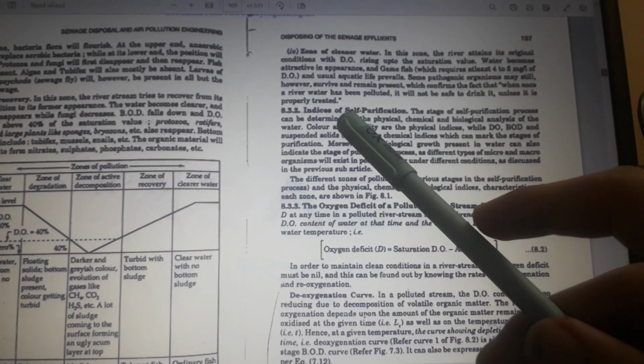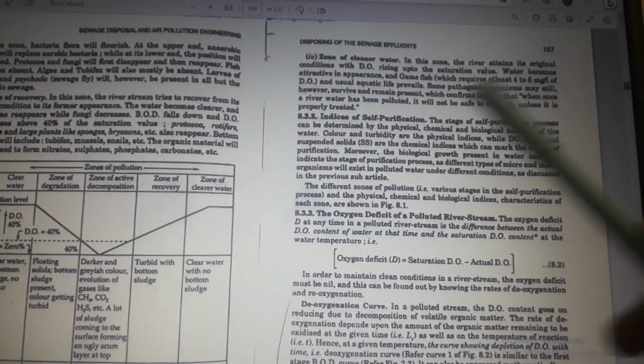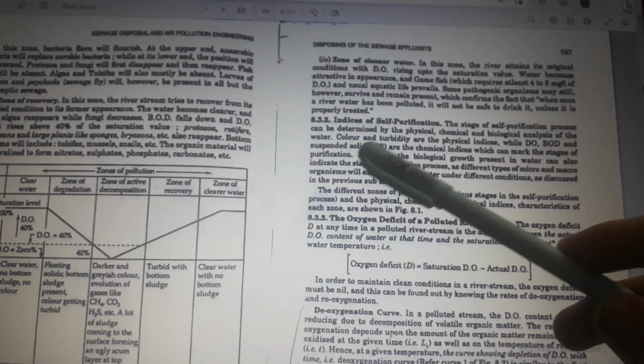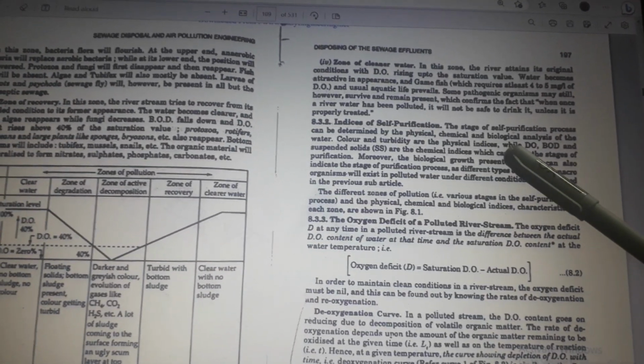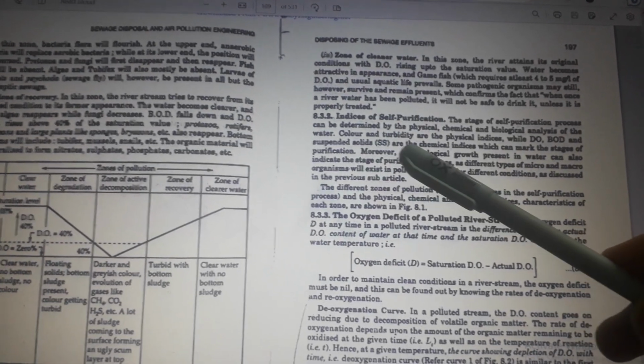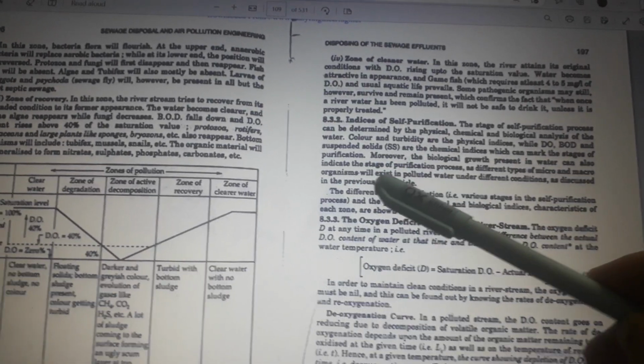Wastewater engineering. Indices of self-purification. The stage of self-purification process can be determined by physical, chemical and biological analysis of the water. Color and turbidity are physical indices, while DO, BOD and suspended solids (SS) are the chemical indices which can mark the stage of purification.